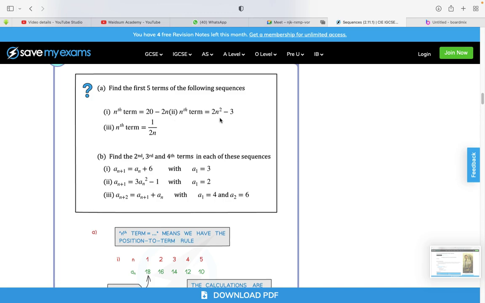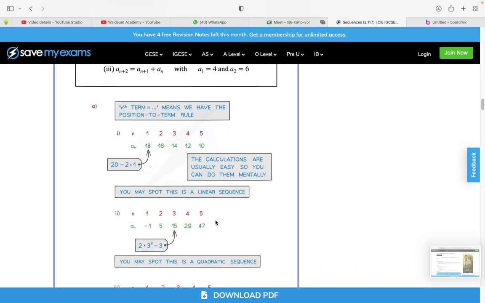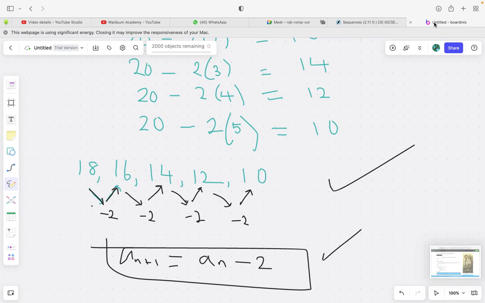And then let's take a look at this formula, 2n squared minus 3. Look at the first one, we've done that. Let's see the other one, 2n squared minus 3. What you just need to do is, in place of n, put the numbers 1, 2, 3, 4, 5, 6, and so on and so forth. So let's write that one out and see how we can do that quickly.